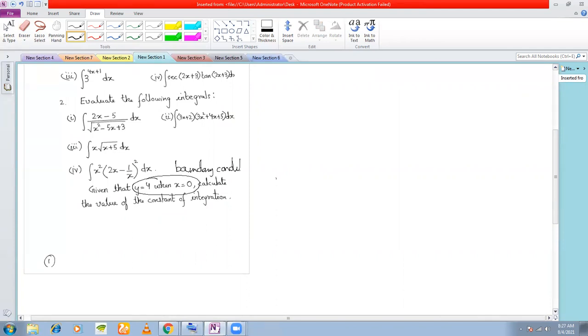These boundary conditions help you determine the values of the constants. Here in this case, they are asking you to find out the value of the constant of integration. Okay, so let's see how to find this. Let's evaluate this integral normally first.